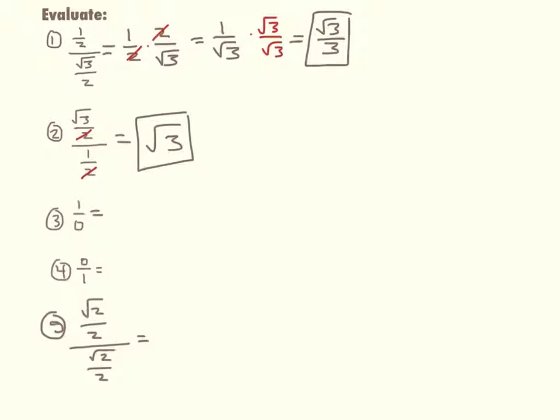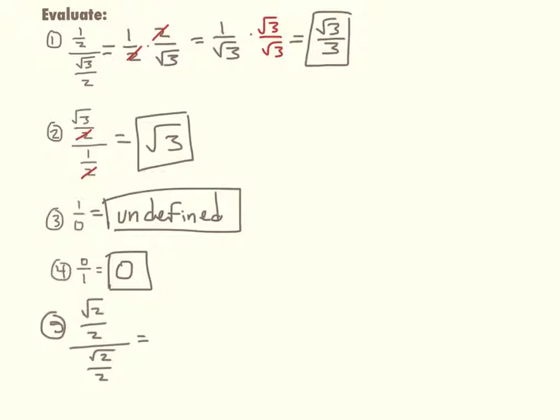All right, 1 divided by 0. Can you divide by 0? No. So this is undefined. Zero divided by 1. Can you divide 0? So not divide by 0, but can you divide 0? Yeah, you can. So 0 divided by 1 is 0. And finally, the square root of 2 over 2 divided by the square root of 2 over 2. It's the same thing in the numerator and denominator, so it's just 1. All right, so this will be our quick reference chart.